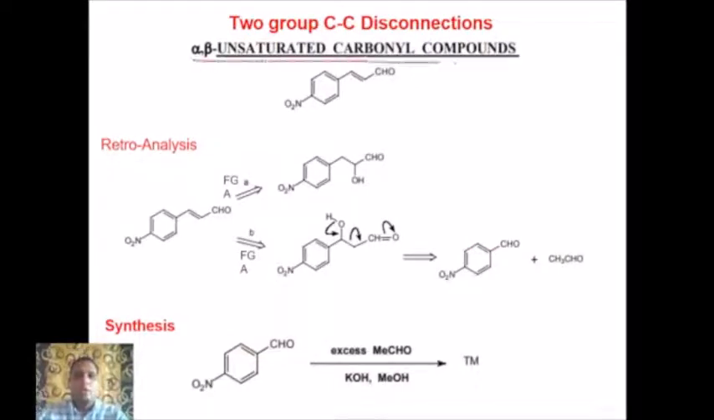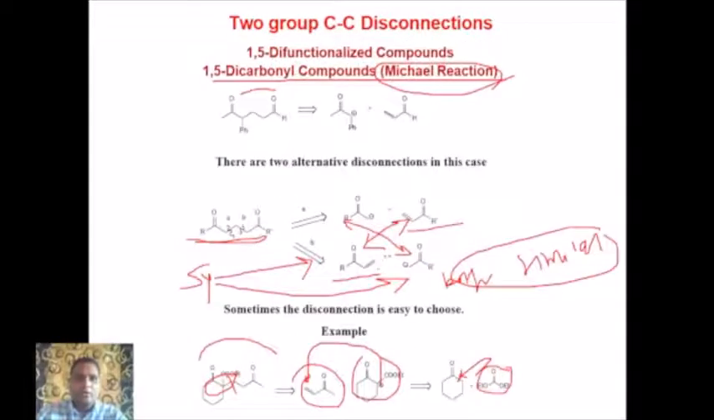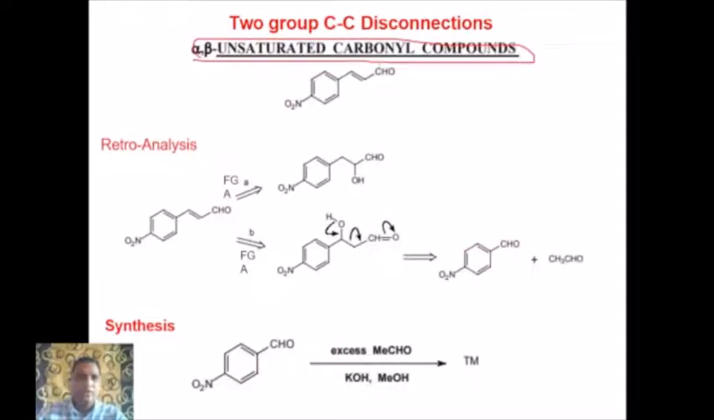In case of alpha beta unsaturated compounds, of course we had everywhere, some places we have seen alpha beta also, but specifically alpha beta unsaturated aldehyde or ketones, how it can be generated. So it can be generated via the simple, what we can do, we can do the elimination reaction here. We see elimination.